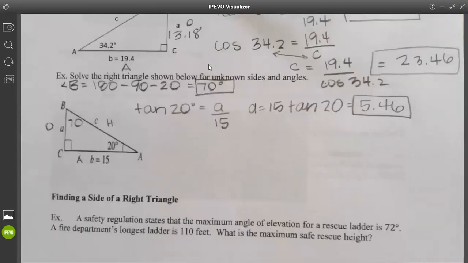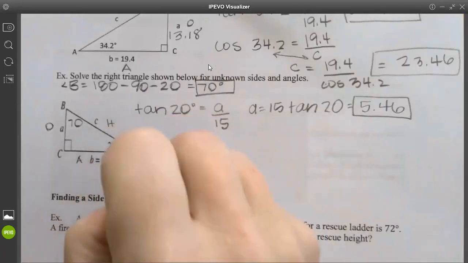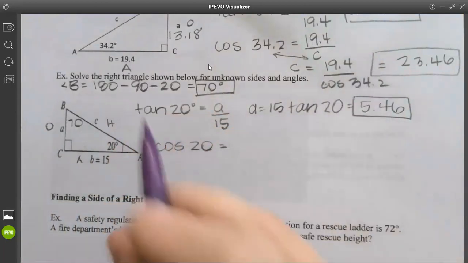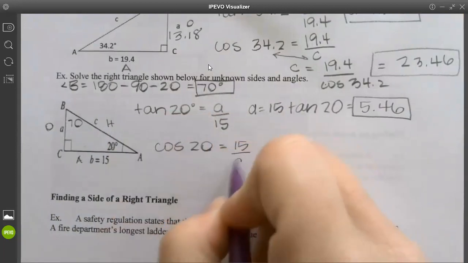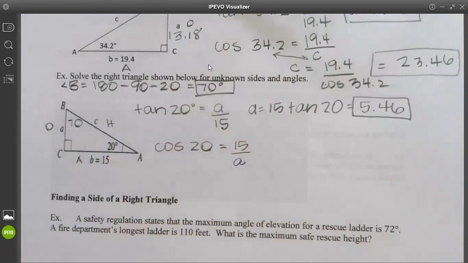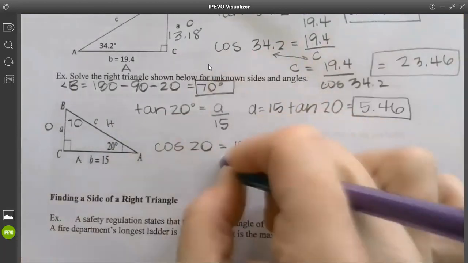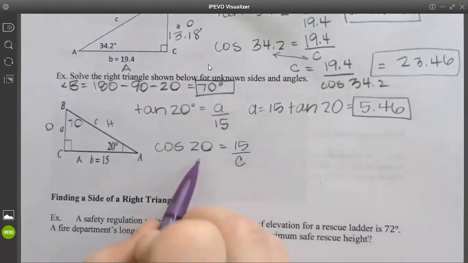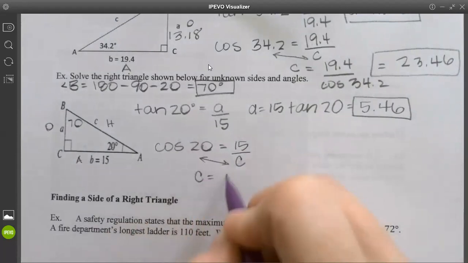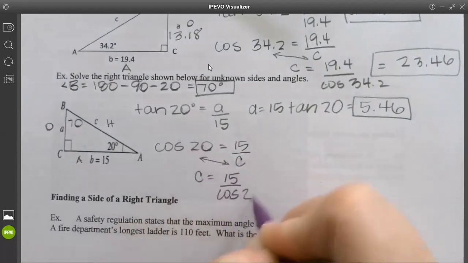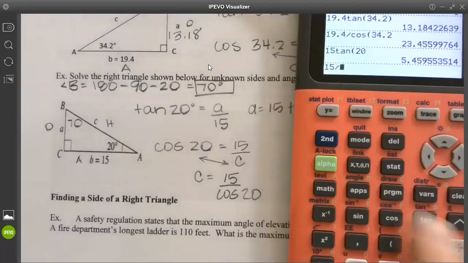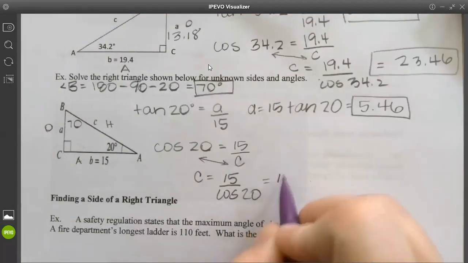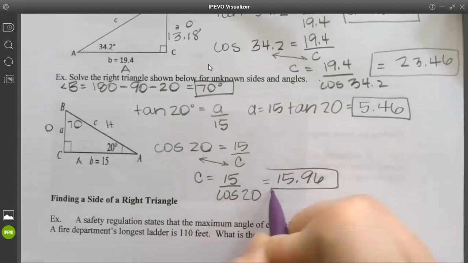What can I use to get my other one? I can do cosine of 20. Cosine is adjacent over hypotenuse. So 15 over our little a. I'm sorry, our little c. I apologize. What's my cheater method? Swap those. Just swap them. So little c equals 15 over cosine 20. Put it in your calculator, you get 15.96. Any questions on that?